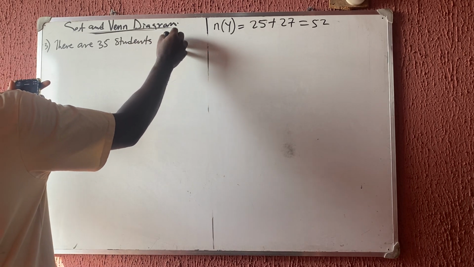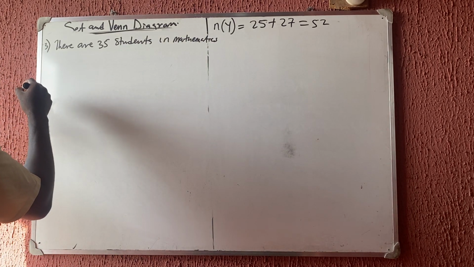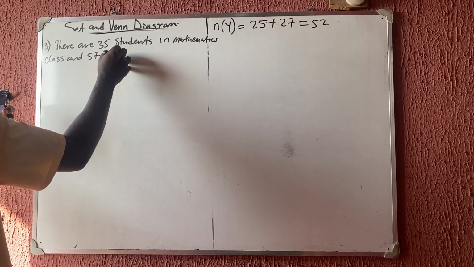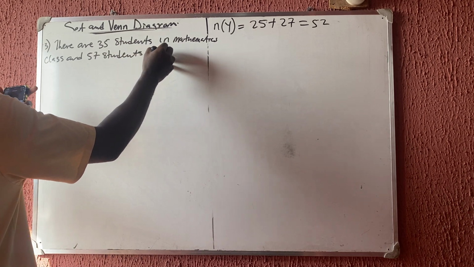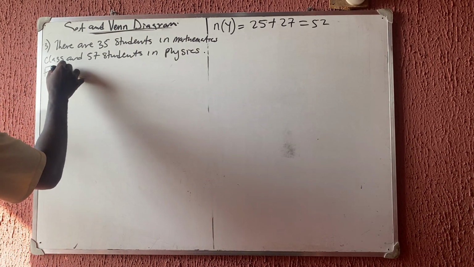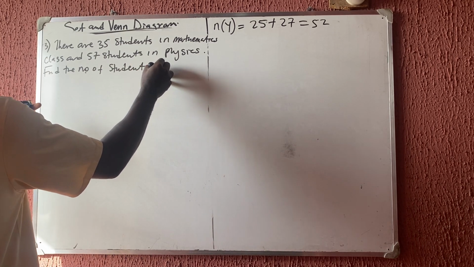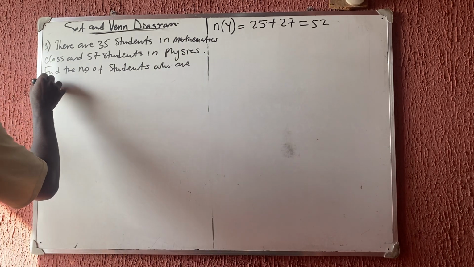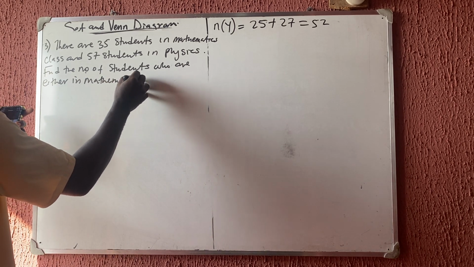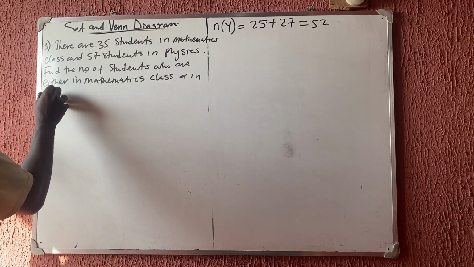There are 35 students in mathematics class, and 57 students in physics class. Then they now say find the number of students who are either in math class or in physics class.